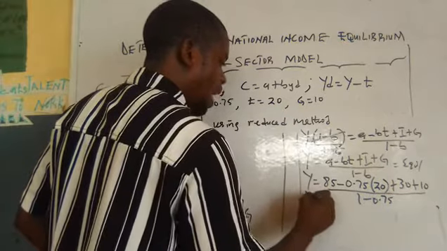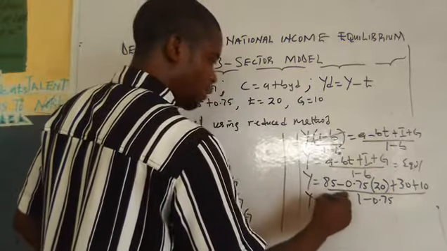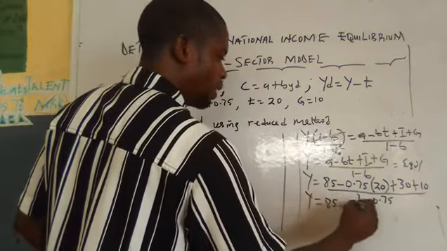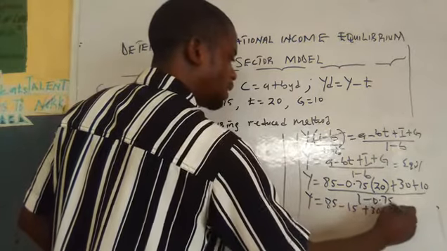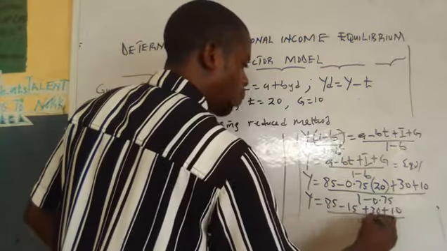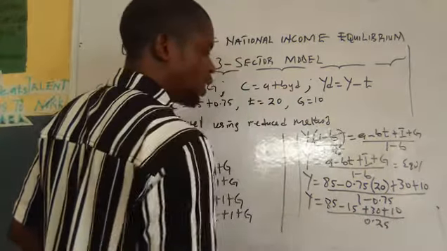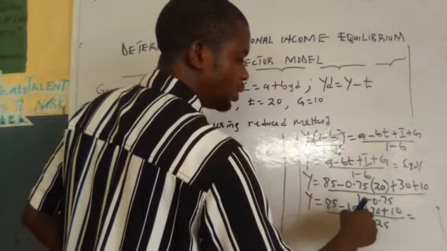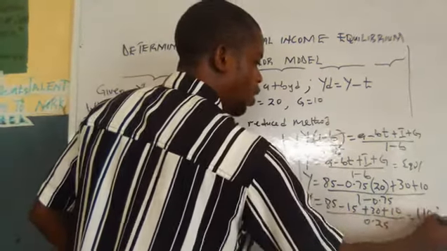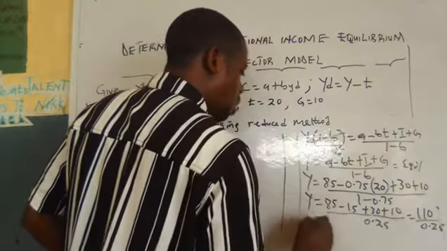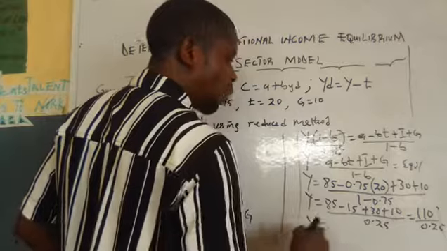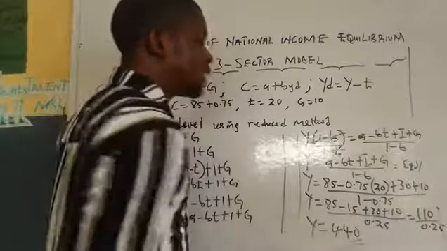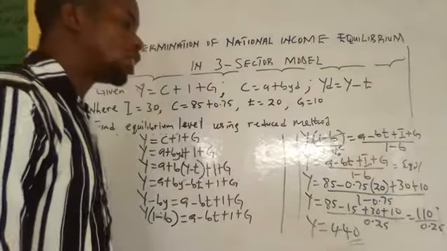So Y equals 85 minus 0.75 times 20, which gives minus 15, plus 30 plus 10, over 0.25, because 1 minus 0.75 is 0.25. So we have 85 minus 15, which gives 70, plus 30 is 100, plus 10 is 110, over 0.25. So what is our Y? 110 divided by 0.25 gives us 440. That is our equilibrium level, our national equilibrium income.